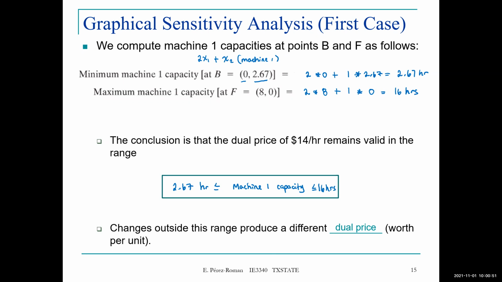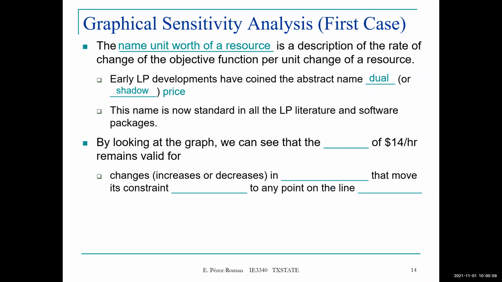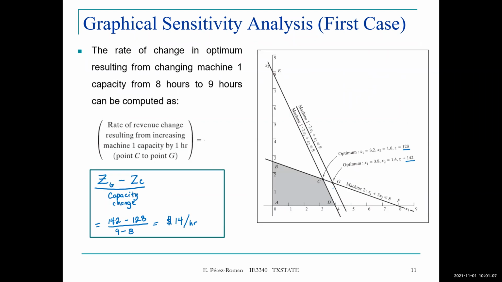What this is saying is, if you're going to make $128 here, and you increase by 1 hour, you don't have to solve this again. You know that by increasing by 1 hour, this is going to go up $14. If you increase by 2 hours, you're going to go 28 extra dollars. As you increase one unit of resource, you know that your profit is going to increase by $14 an hour. If you move in the opposite direction, you're going to be subtracting.